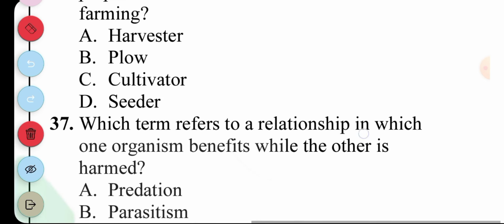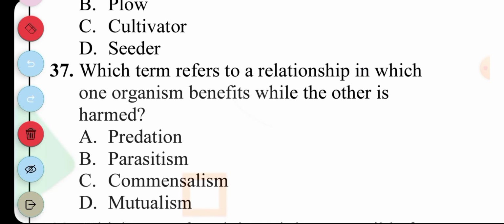37. Which term refers to a relationship in which one organism benefits while the other is harmed? A. Predation. B. Parasitism. C. Commensalism. D. Mutualism. The answer to question 37 is B. Parasitism.